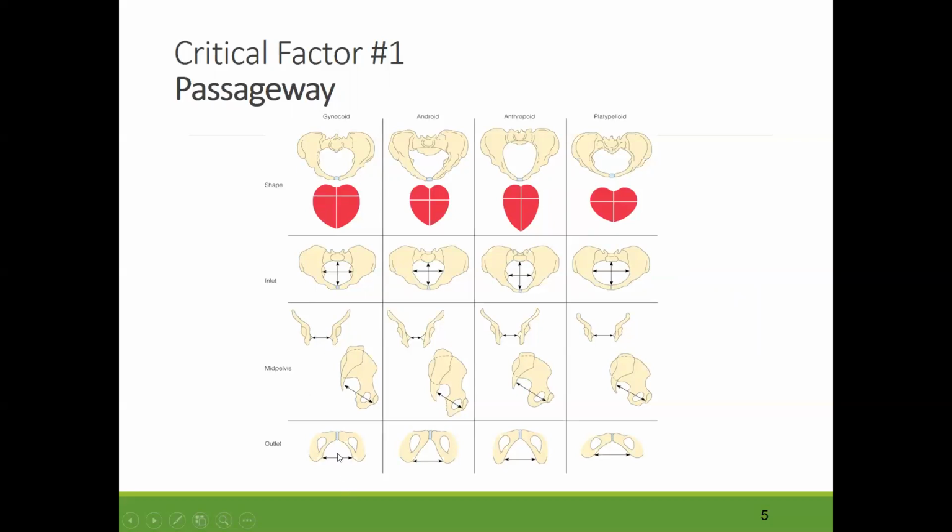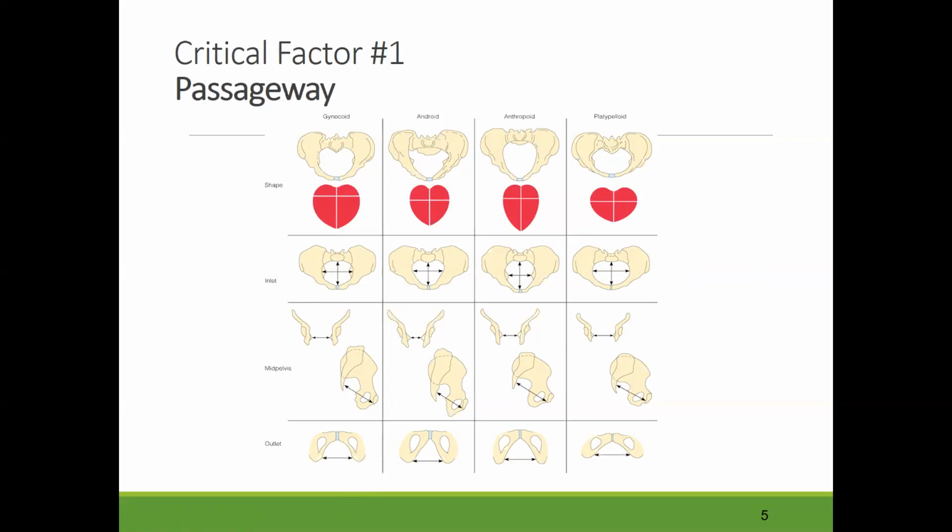And then the pelvic outlet has to be sufficient. So all of these things have to be favorable. The pelvic inlet, the mid pelvis, and the pelvic outlet all have to be adequate size for baby to fit through there. Otherwise, baby's not going to fit and we have to do a C-section. So that's really why we're looking at this.